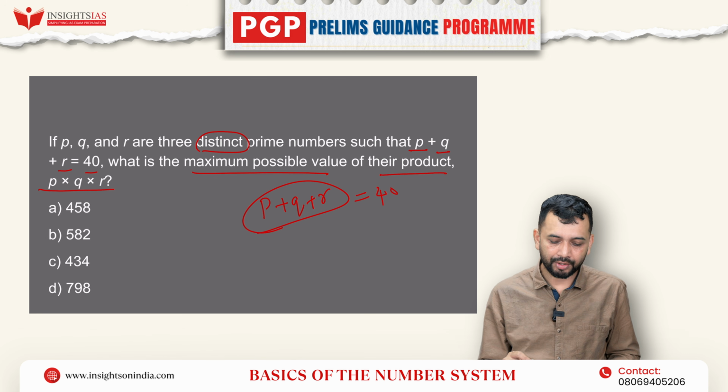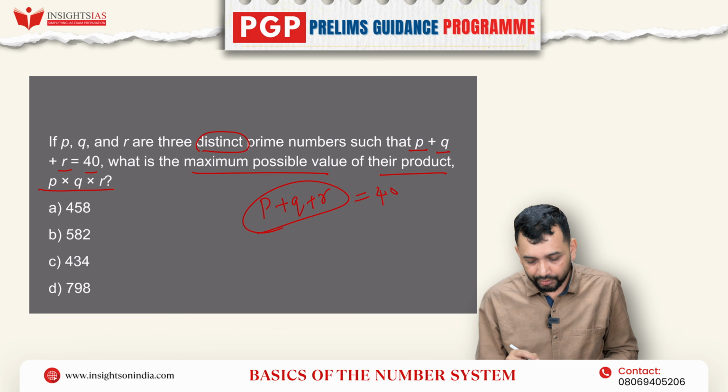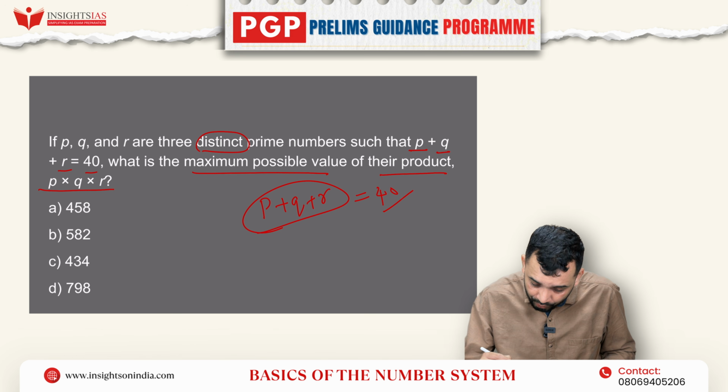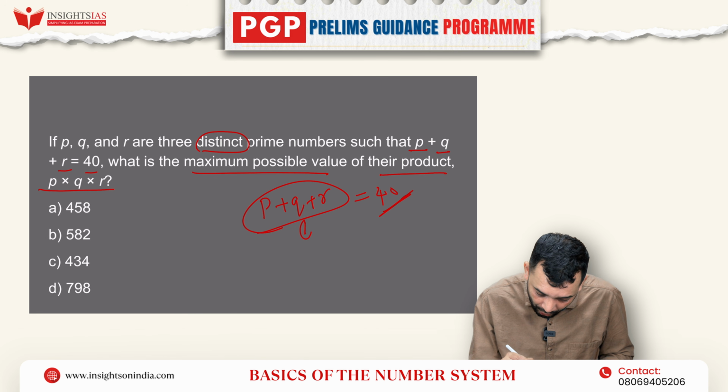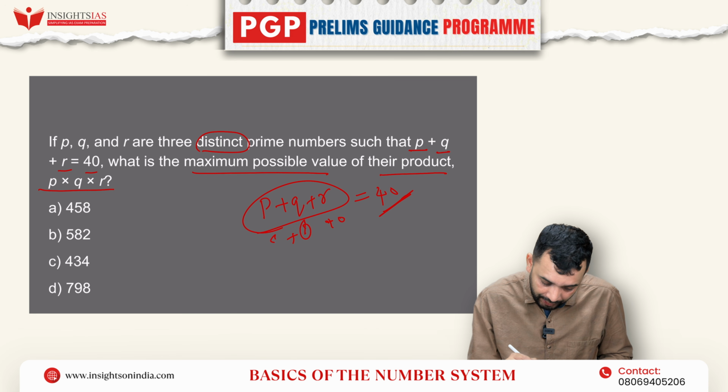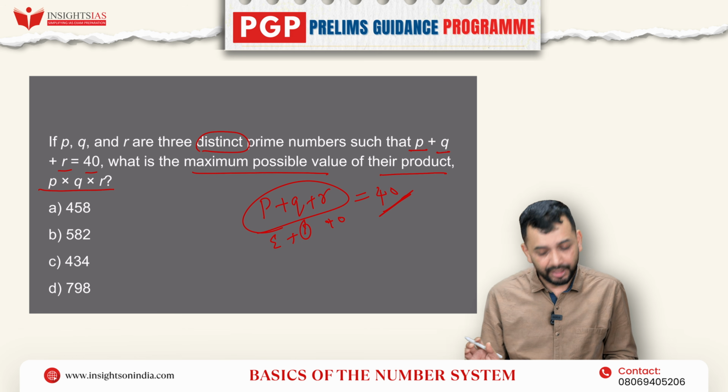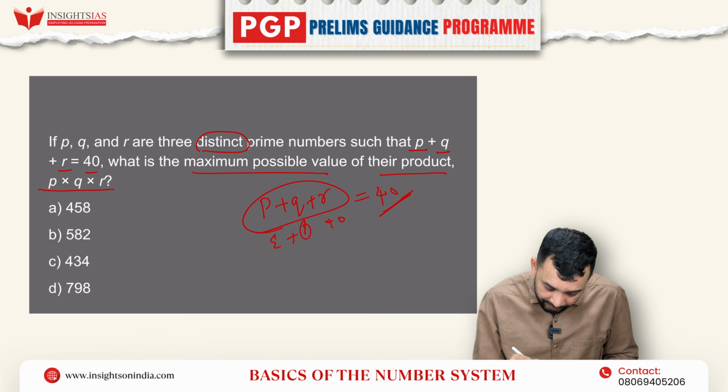So then what will happen? Odd plus odd, even plus odd will be odd. So the answer would have been odd. But here the answer is what? 40 is an even number. So what can we have? We can have two odd numbers and one even number. Then only the answer will be even. And this even number is what?